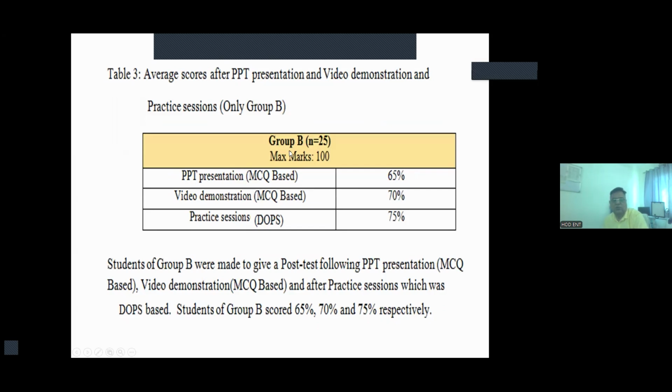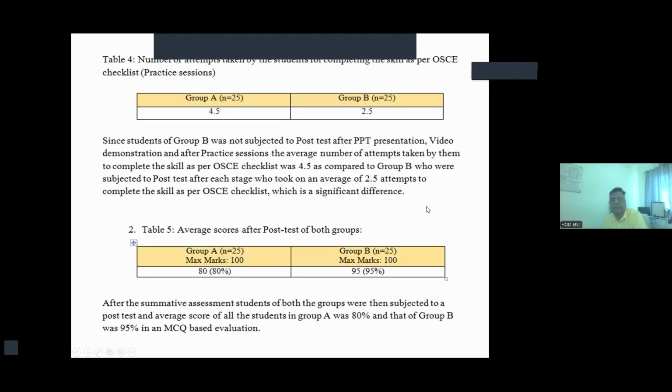Average score, this is the score of only the Group B students, that is the present study group, and this is the score after PPT presentation 65, video demonstration 70, and practice session 75. As we see, with gradual progression in the module, the students have improved. The number of attempts taken by the student for completing the skill as per the OSCE checklist was, in Group A, 4.5, and in Group B, 2.5. So the acquisition of skill so as to be submitted for the summative assessment was faster in Group B as compared to Group A. The average scores of the post-test of both the groups were 80% and 95% in Group B.